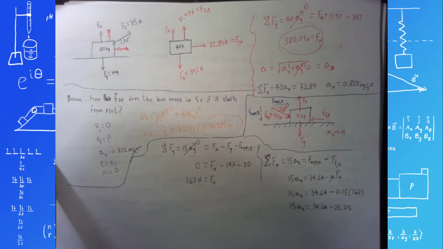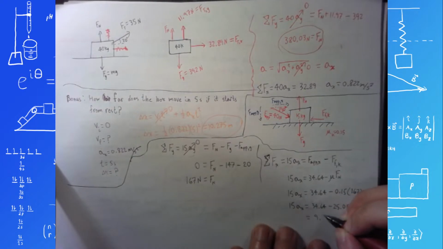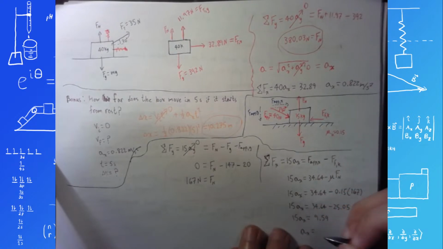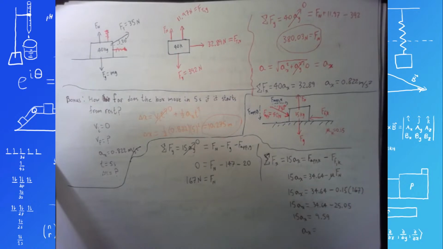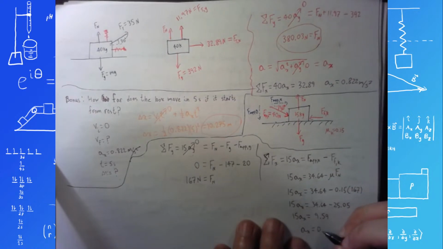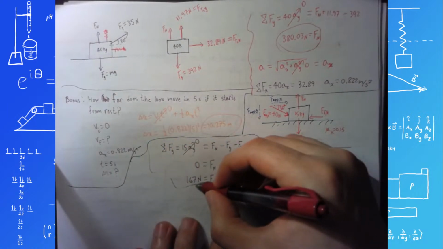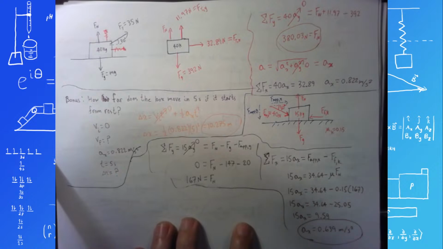And if I divide that by 15, 9.59 divided by 15 is 0.639 and then a bunch of threes. So I guess I'll write 9.59 equals 15a. And then divide by 15, acceleration in the x direction is 0.639, and then a bunch of repeating threes. I'll just round it to 0.639 meters per second squared. So that is the main question all done.